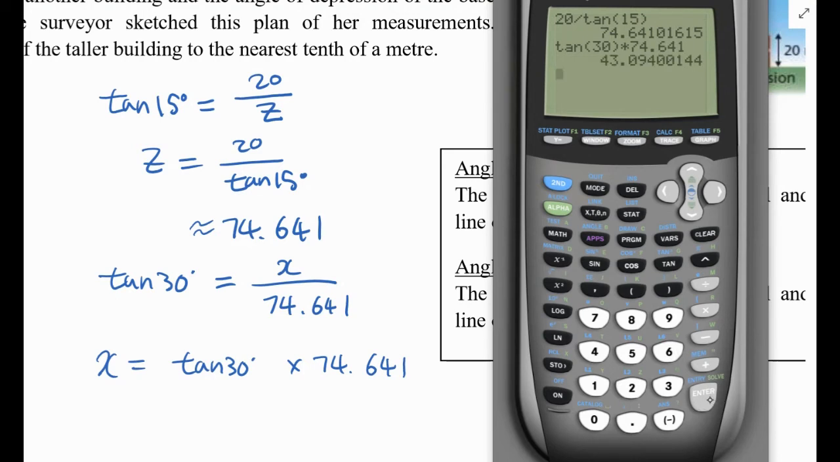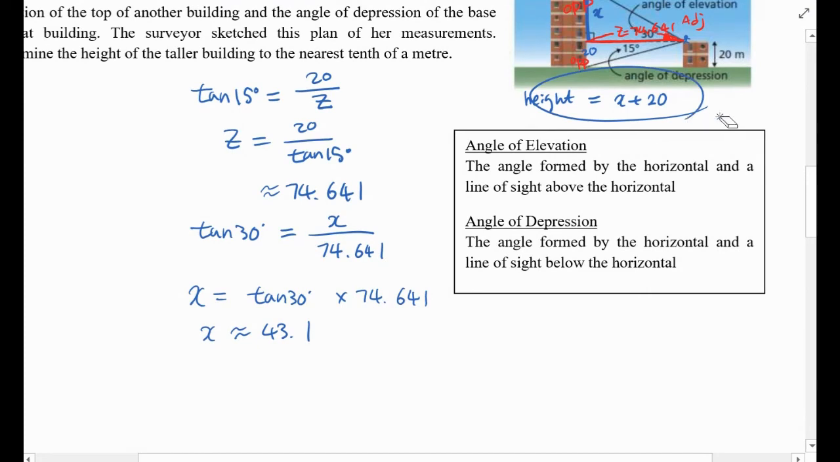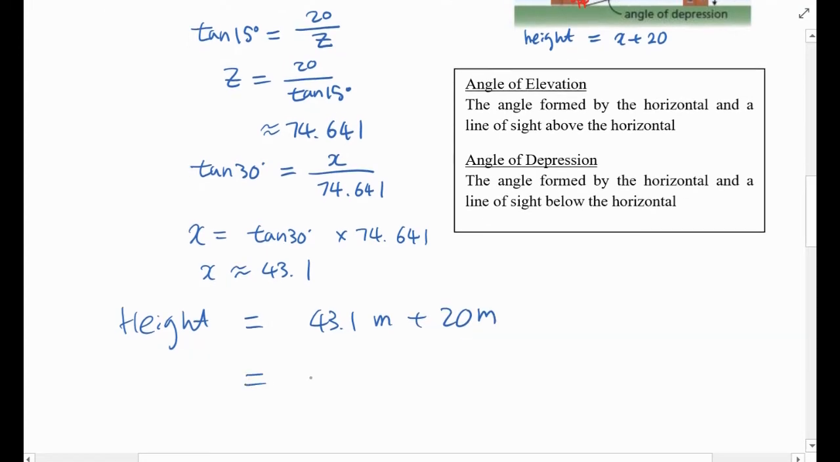Tangent 30 times 74.641 is 43.09. It says nearest tenth of a meter, so we're going to round it up. So 43.1. So x will be 43.1. And the height is x plus 20. So height is 43.1 meters plus 20 meters, and that will be 63.1 meters.